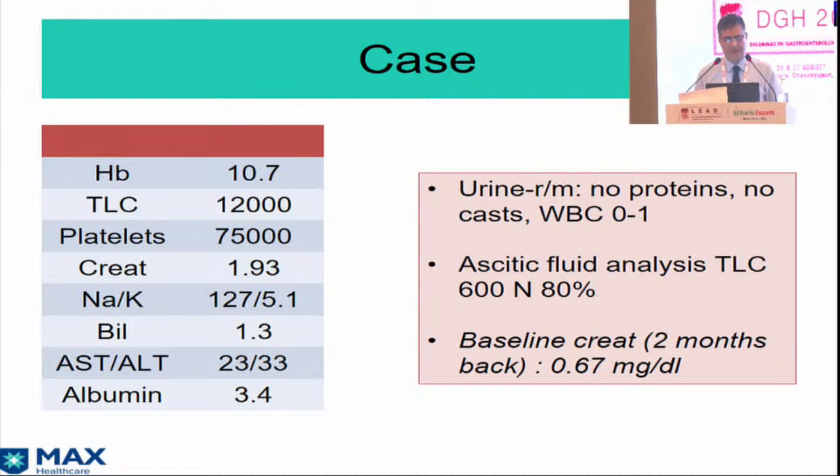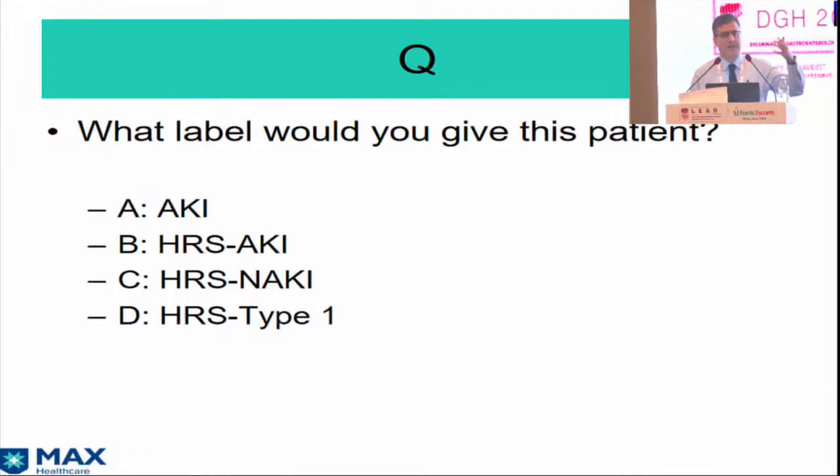Hemoglobin 10.7, TLC mildly elevated, creatinine of 1.9, low sodium, albumin of 3.4, urine routine microscopy was normal, ascitic fluid analysis showed raised TLC with 80% polymorphs, and this was a baseline creatinine done 2 months ago, which was 0.67. Currently it is 1.93.